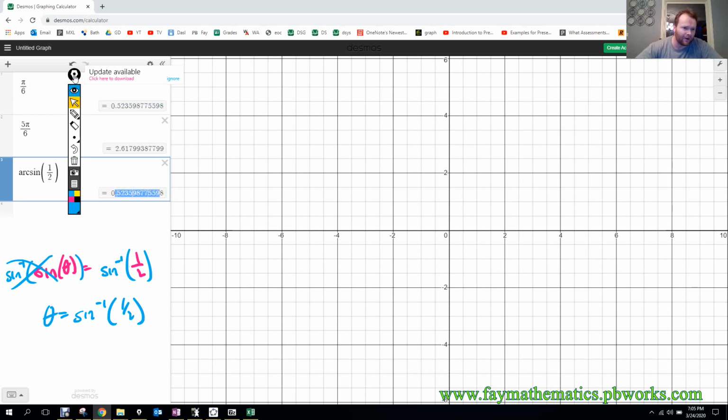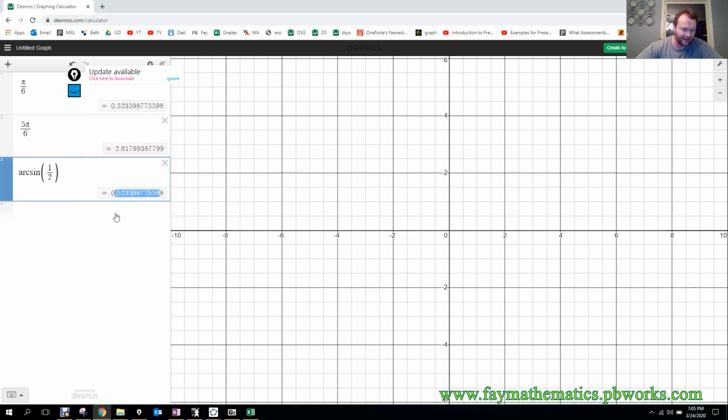Now that's the only problem with using the sine inverse function on the calculator. Generally, they're going to want the pi over 6, and I would argue that most of us don't know that the decimal is equivalent to pi over 6. Also, if you remember, the arc sine only gives answers between negative 90 degrees or negative pi over 2 and positive pi over 2. 5 pi over 6 is not in that range.